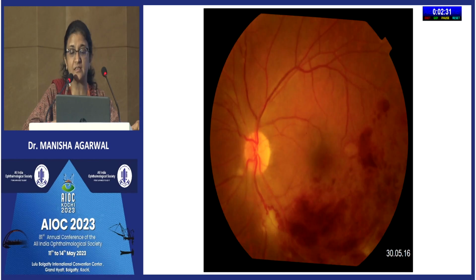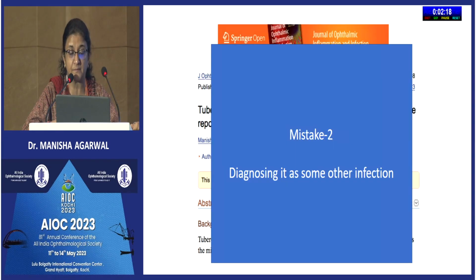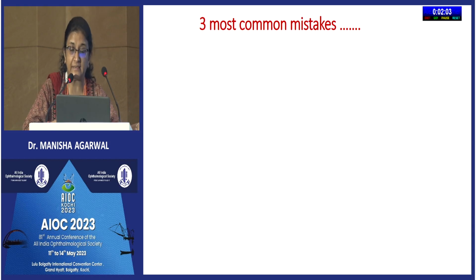You see the drastic improvement which is happening, and the patient from as low a vision of 6/60 improved to 6/9 in the right eye, and the left eye, you see how beautifully the entire inflammation is gone and the patient has recovered a good vision. So we went ahead and published this case also, where the tubercular retinal vasculitis was mimicking a frosted branch angiitis, and that's why the previous ophthalmologist had gone wrong, and this patient had been referred to me from Aligarh.